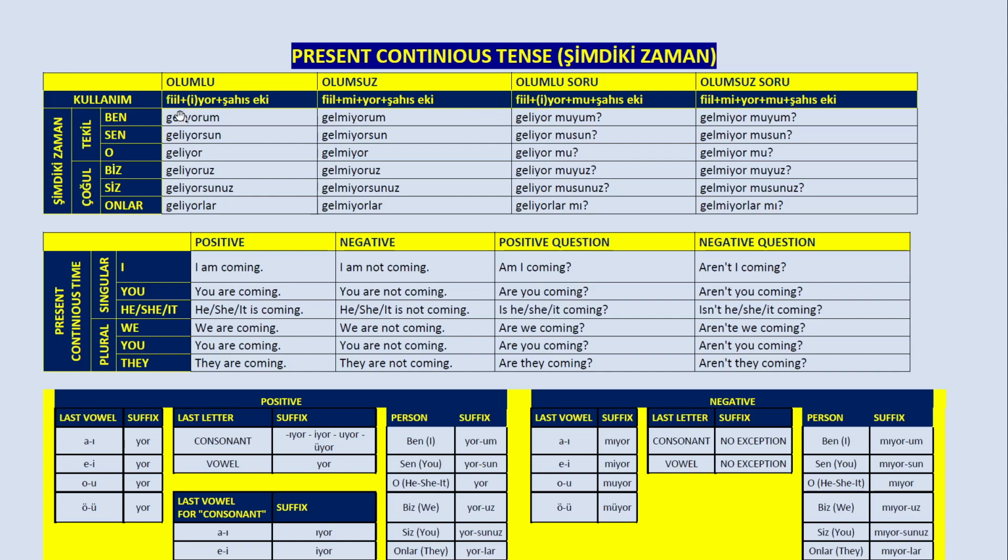And how do we do it? Fiil, suffix of present continuous tense, and personal suffix. In negative form, verb, fiil, -me as the negativity suffix, -yor as the present continuous tense suffix, the modal, and the personal suffix.